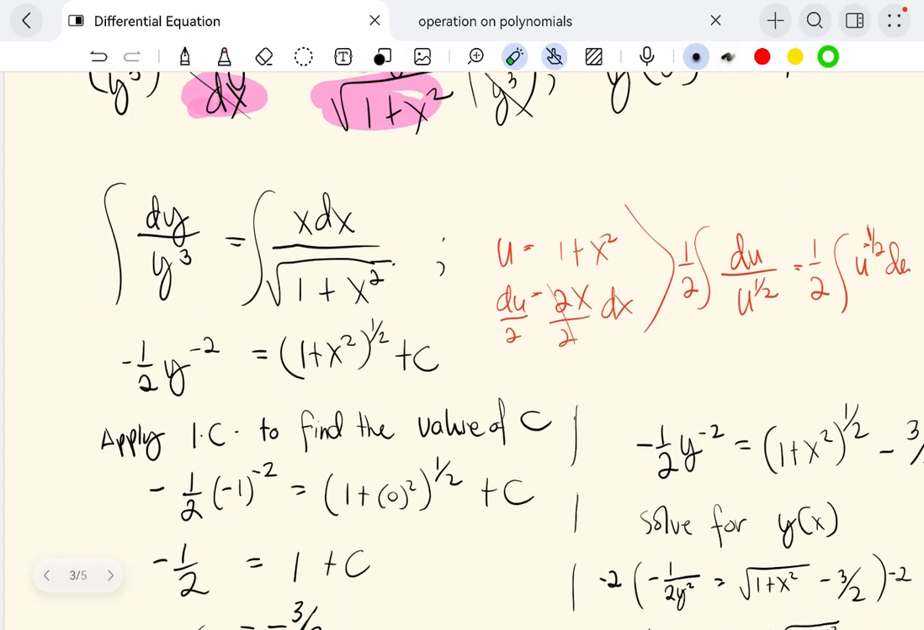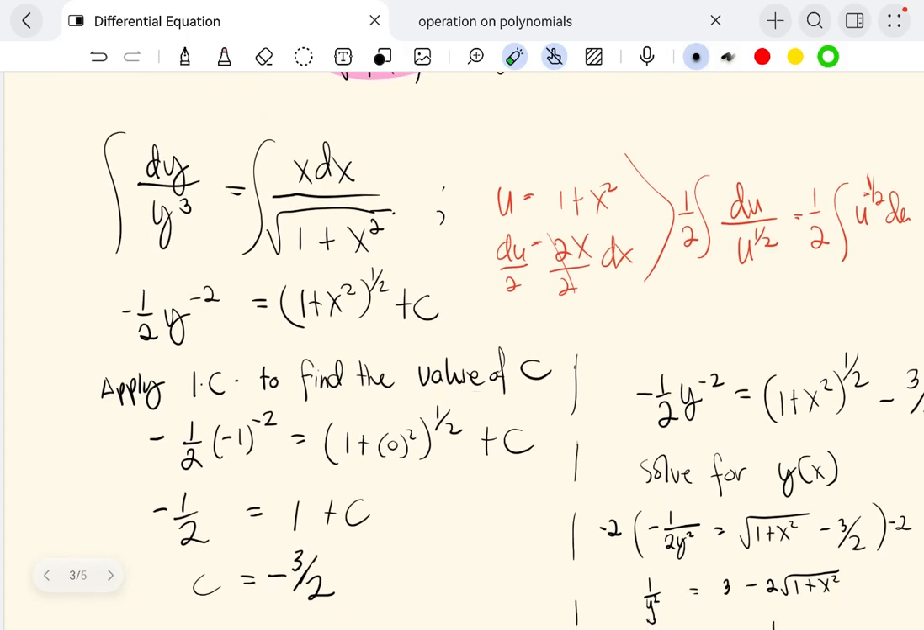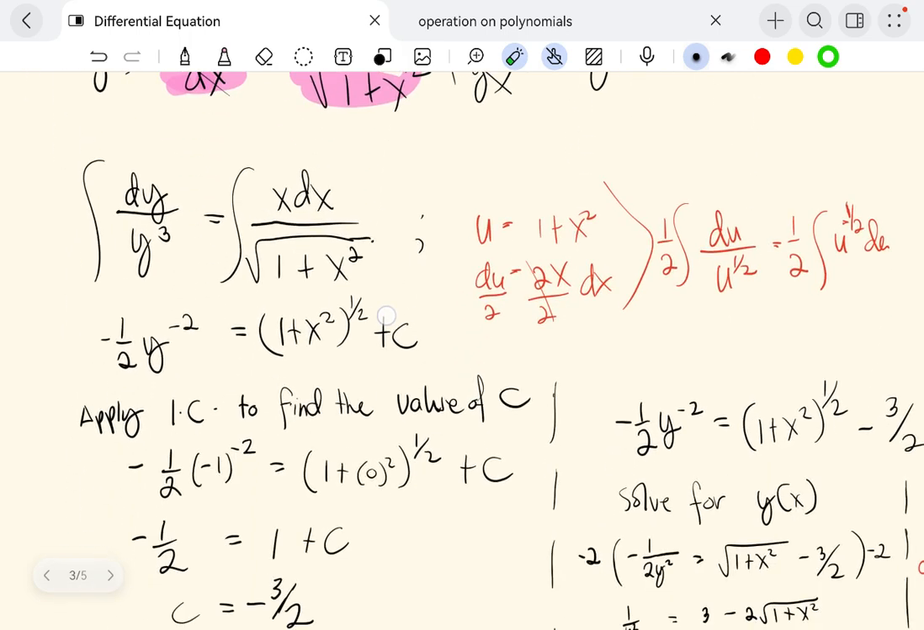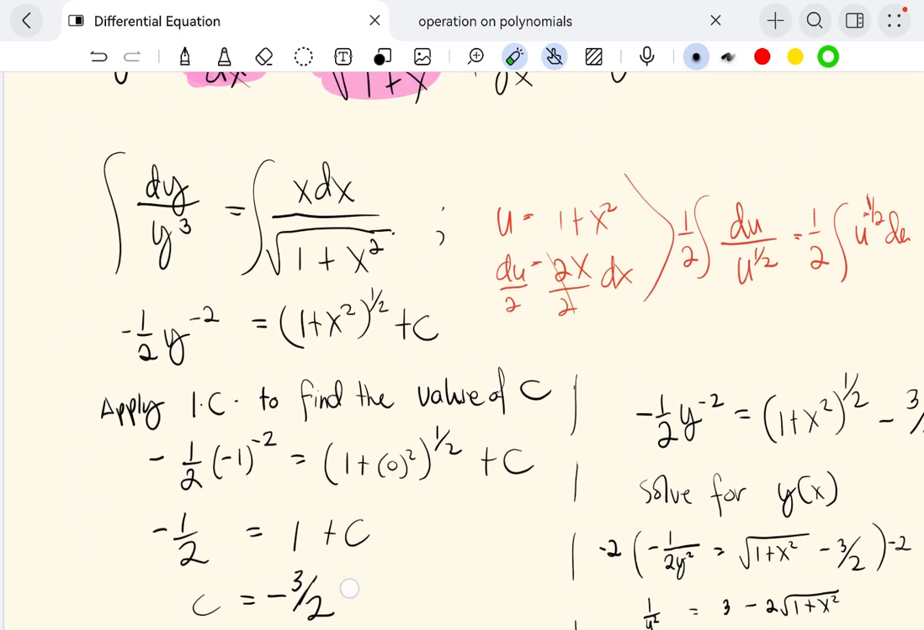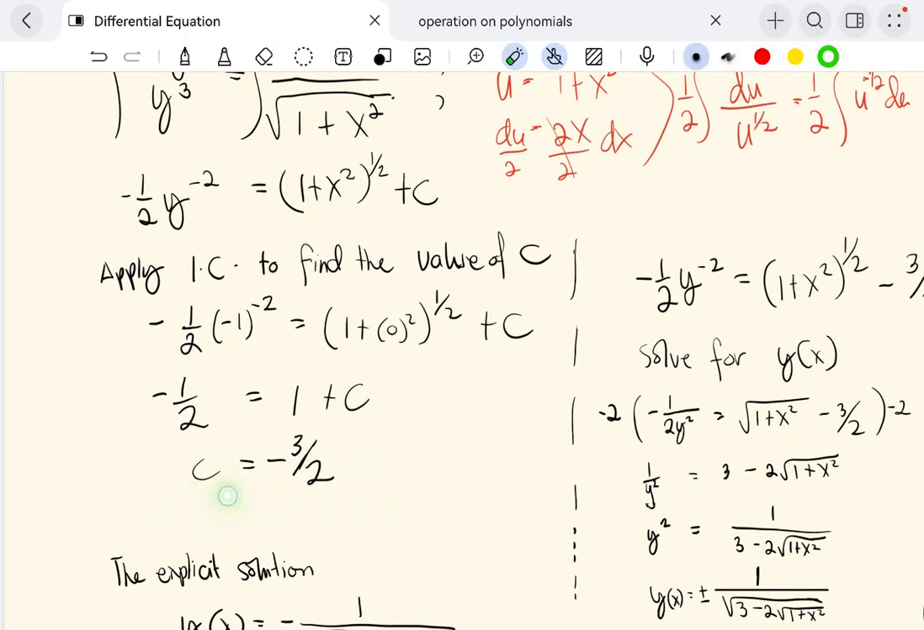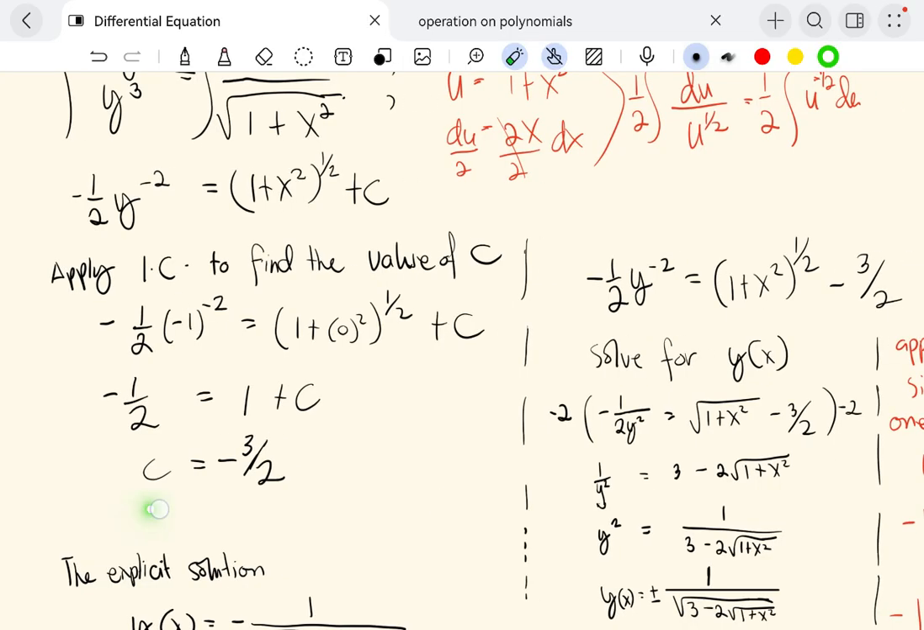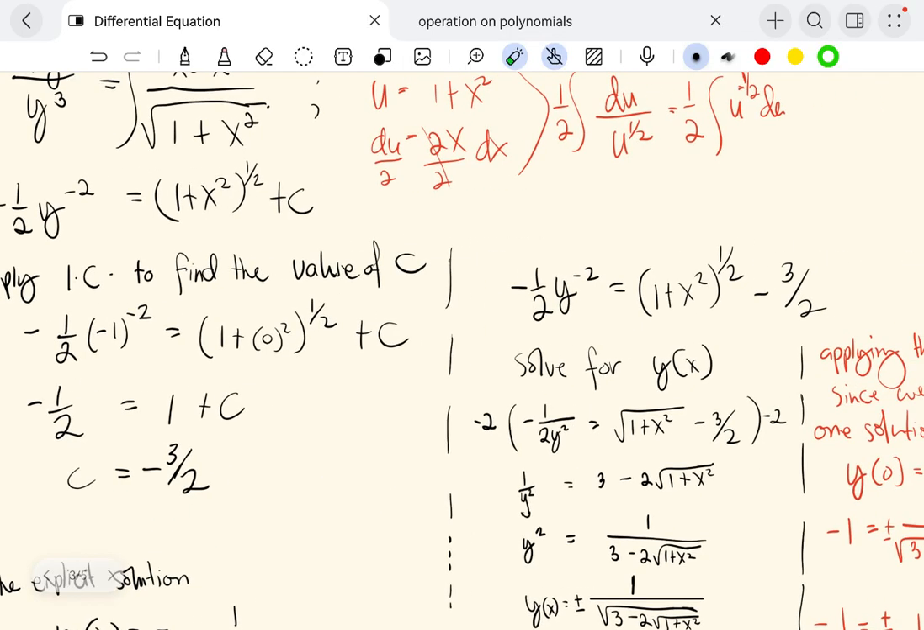And then apply the initial condition to find the value of c. So just substitute everything, x is equal to 0 and y is equal to negative 1. So then your c is equal to negative 3/2. After that, go back to our main solution. Here, your c is negative 3/2 now. Then solve for y of x.